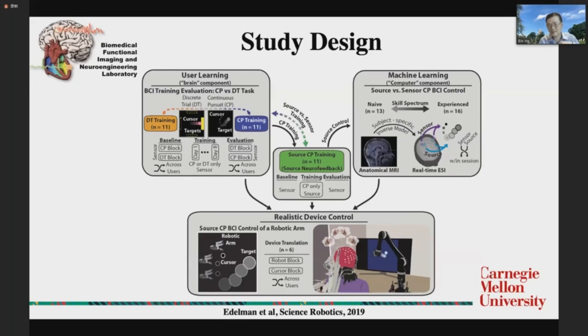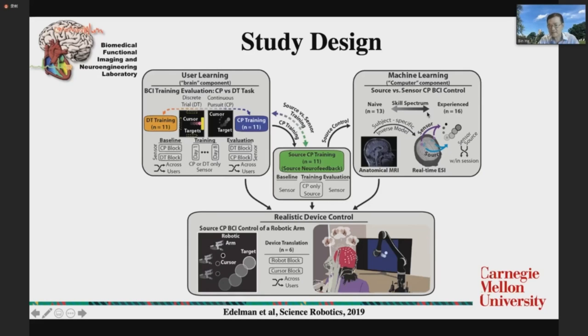In this recently completed work, we did two things. One is on the user learning side: we introduced a continuous pursuit task, which is quite often used in invasive and intracortical BCI work, either in monkey or in human subjects, where the robotic arm can be controlled continuously. We introduced this continuous pursuit for EEG-based BCI as well.